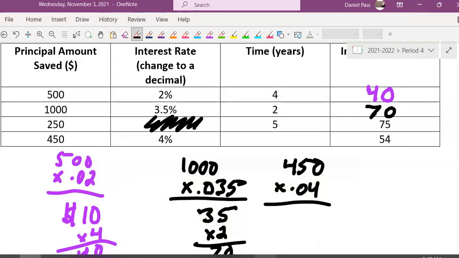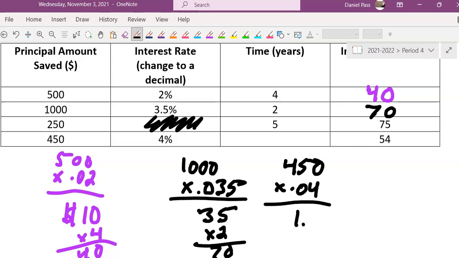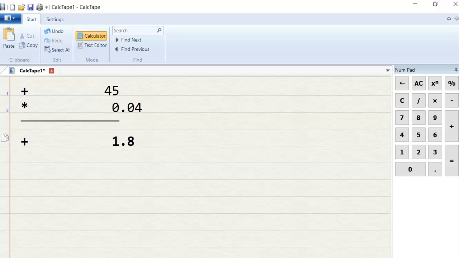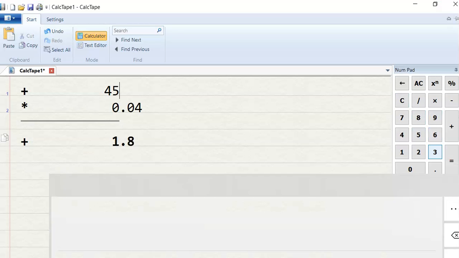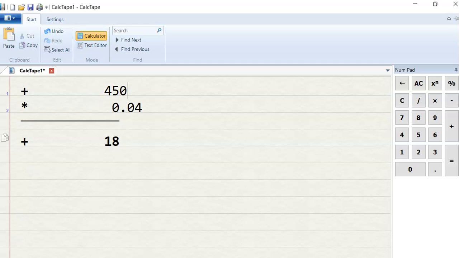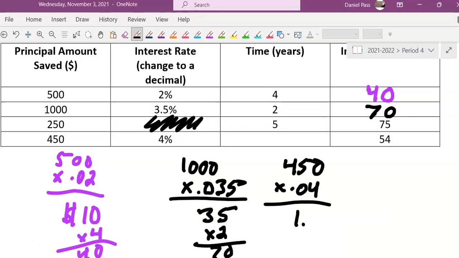Is that right? You put 45 instead of 450. It just didn't listen to me. I tried to tell it. Okay, here we go. So therefore, it's $18. So $18.